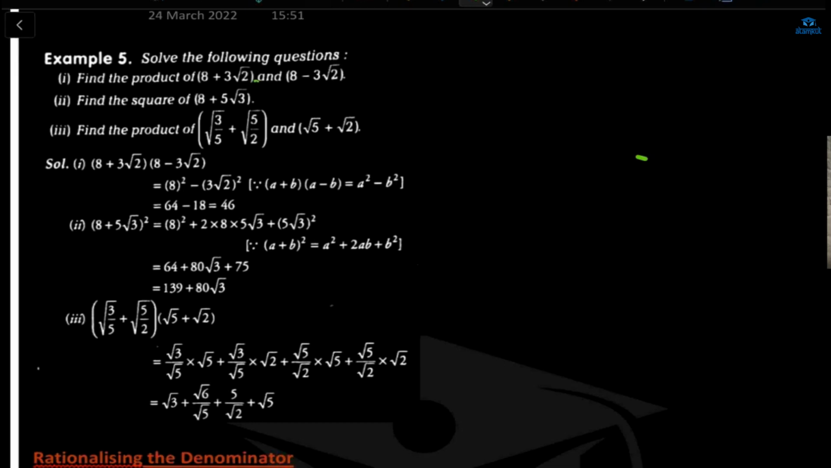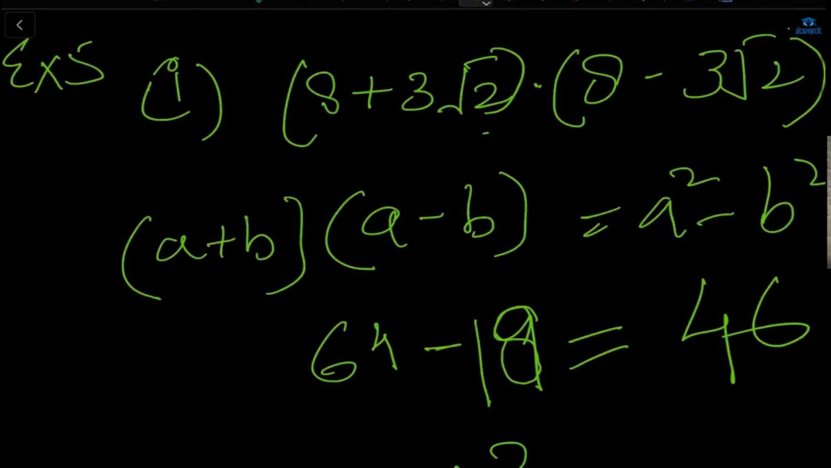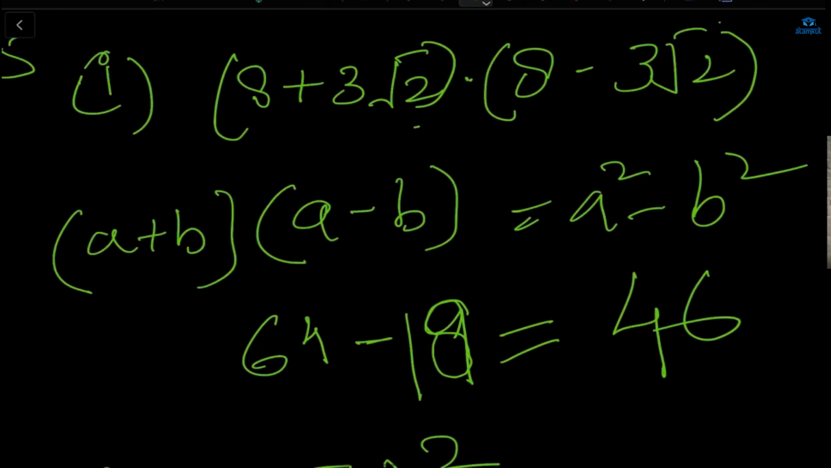Product means the multiplication of both the numbers. Okay. Now see here, on both sides you have the same value, so you can put this in the formula of a plus b, a minus b. See, it is 8 plus 3 root 2, and on both sides you have the same value of the first number and second number. The difference is one side you have plus, the other side is minus.